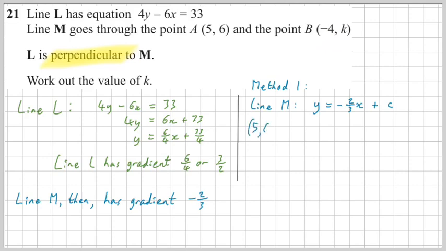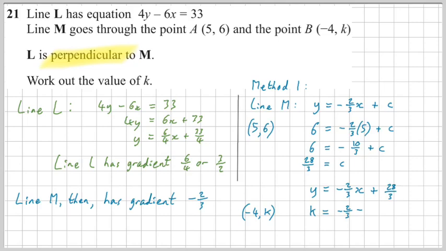So using the 5, 6 point first, we can work out the value of c by substituting that in and rearranging. And just trust me on that, that gives you 28 over 3 as the value of c. Let's rewrite our equation for the line, but with our known value of c now. And this time we're going to substitute the other point, minus 4, k, in. Rearrange that, and we get k is 12, which is the correct answer.